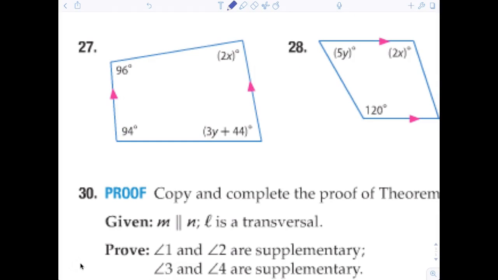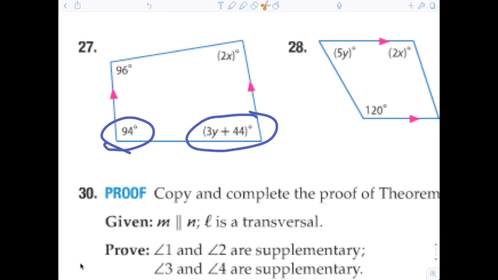So what equation could I write for 27? Someone tell me. Good job. What? 3y plus 44 equals 96. 3y plus 44. Now, that would be true if it was a parallelogram. That'd be true if it's a parallelogram. But look right here, though. This is better for you. Somebody tell me what's true about those two?